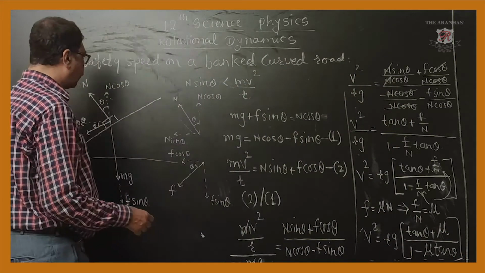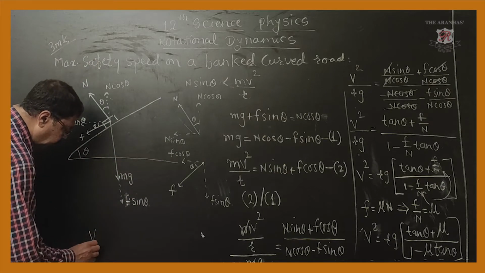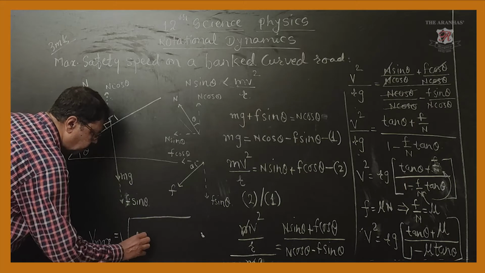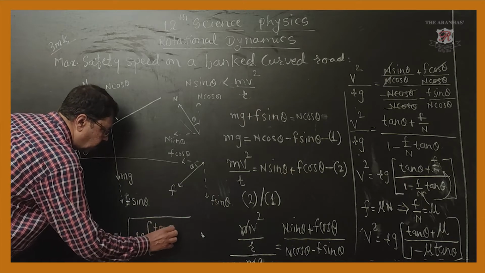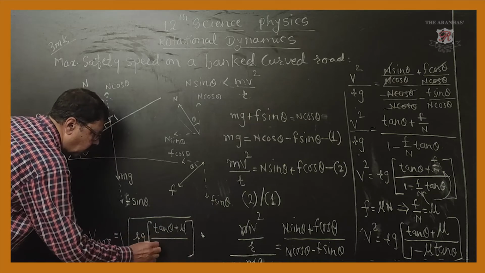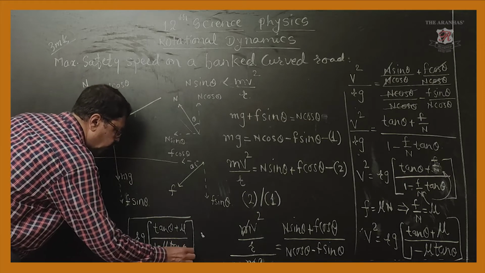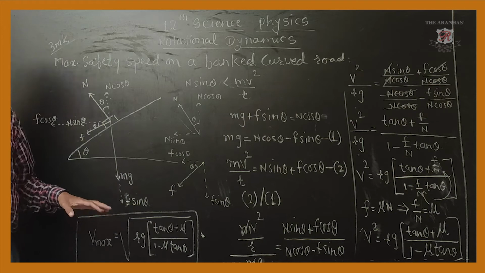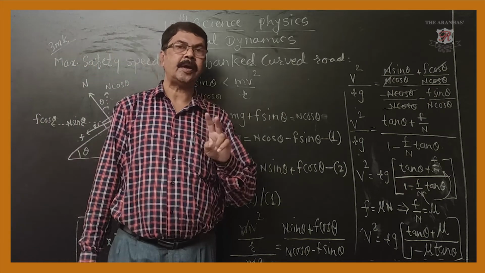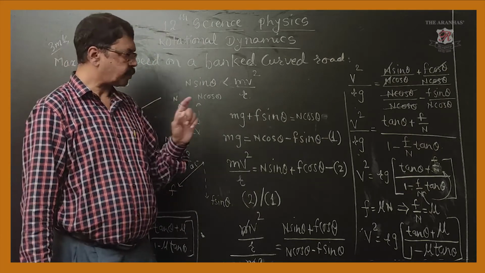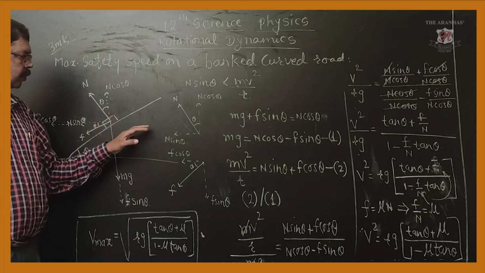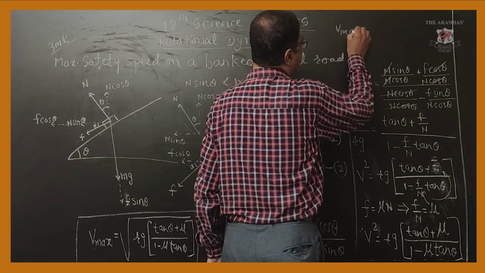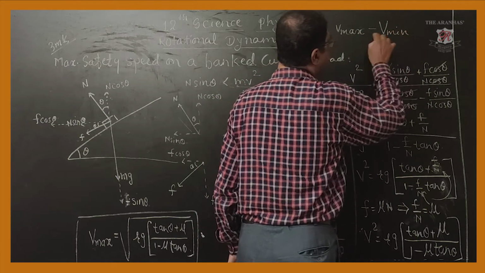I want to find out the value of v. So now just take the square root and label it as v max equals square root of rg into tan theta plus mu upon 1 minus mu tan theta. This is the expression where you have to land. So we have got three different formulas, one for optimum speed, one for minimum speed, one for maximum speed. It means if you are traveling in a car along a curved banked road, the value of your speed should be between v max and v min. Your speed should range between these two values.